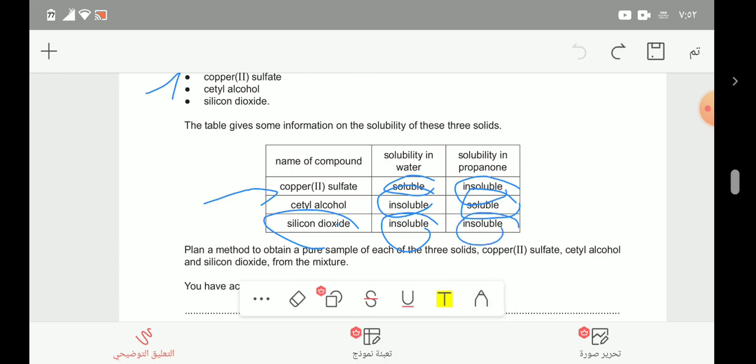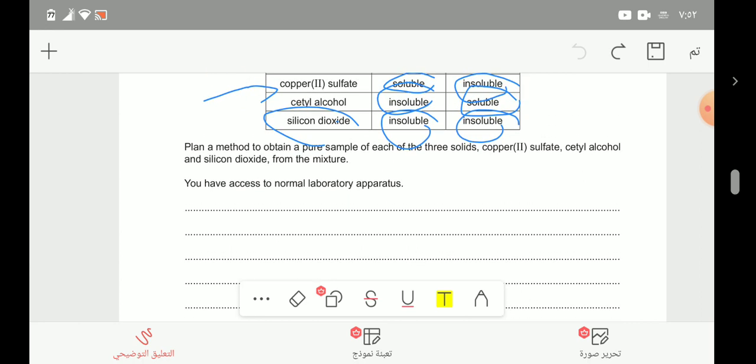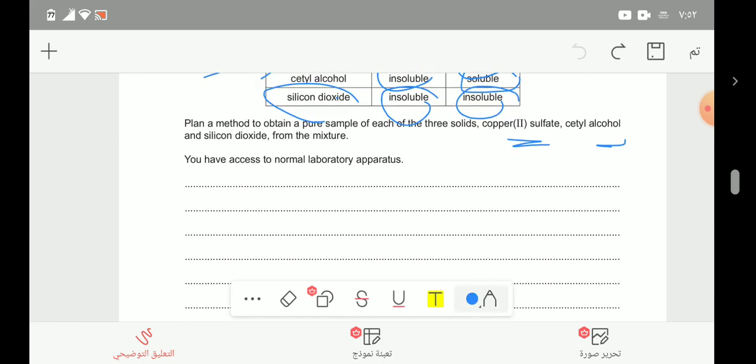Plan a method to obtain a pure sample of each of the 3 solids: copper 2 sulfate, cetyl alcohol, and silicon dioxide. You have 6 marks here. So whatever method you use, you have to talk about suitable apparatus or equipment, such as flask, funnel, filter paper and so on.